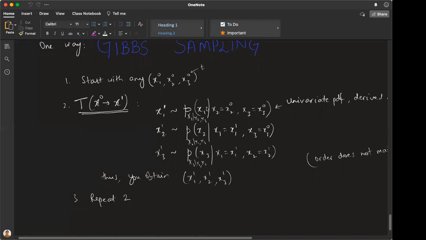First, you start from some random state, and then you sample x1 from p of x1 given x2, x3, using the given values of x2, x3. In this way, you update your x1. Then you sample x2 using this updated x1 and the old x3. Then you sample x3 from updated x1 and x2. And this is called the Gibbs chain.